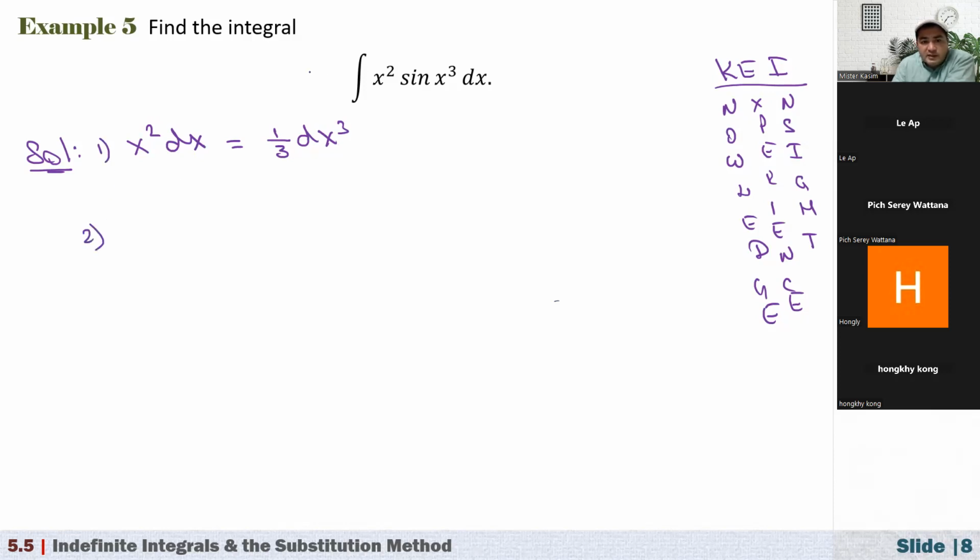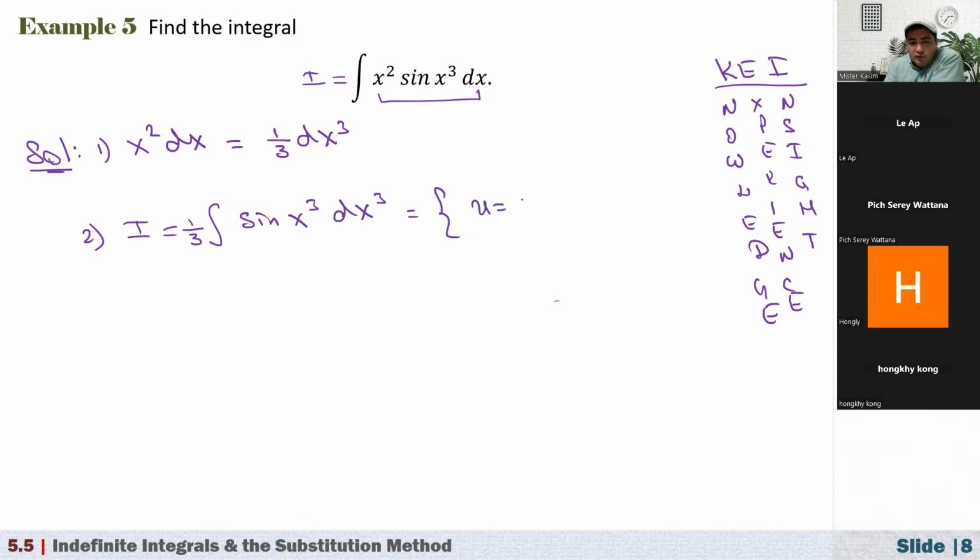So the second step: our integral, let's say I, is equal to the integral of sine of x cubed, where x squared dx can be replaced by 1 over 3 d of x cubed. 1 over 3 is a constant, so let me write it here. And now we have to introduce our variable. I'm going to substitute u for x cubed. Let's say u is equal to x cubed. Then here we have 1 over 3 times the integral of sine of u du.